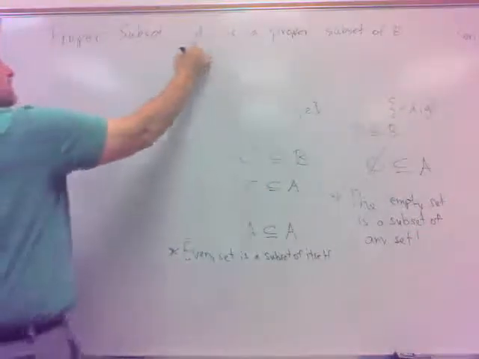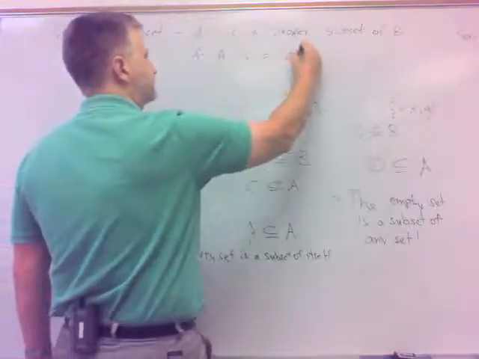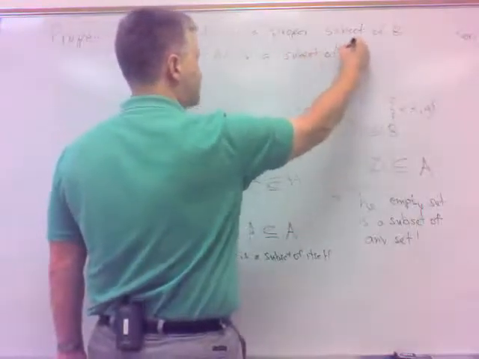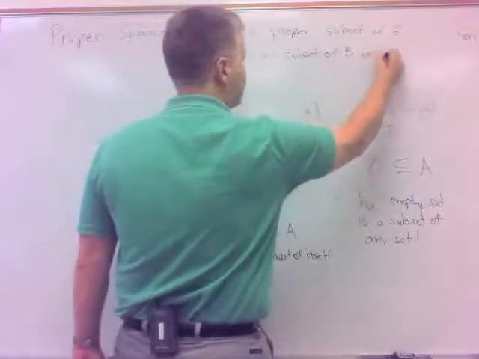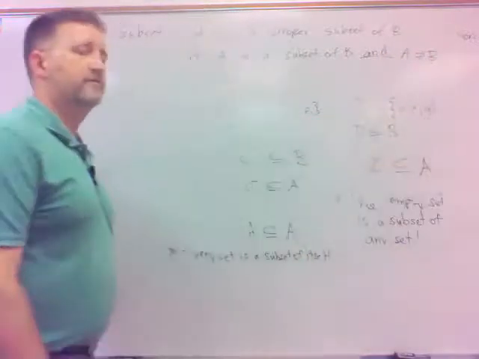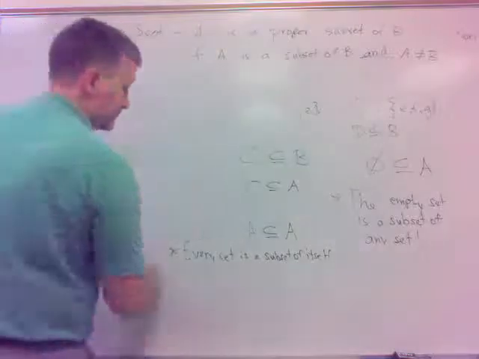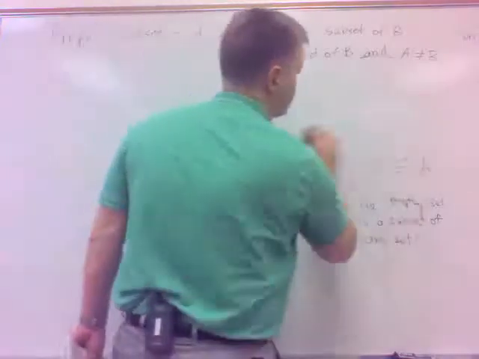if A is a subset of B, but there's an extra restriction, and A does not equal B. They're not the same. In other words, to be a proper subset, yeah, you have to have a subset, but you can't have equal sets there. It's a little bit of a restriction. So I need to talk about equality more in just a second. Don't let me forget.